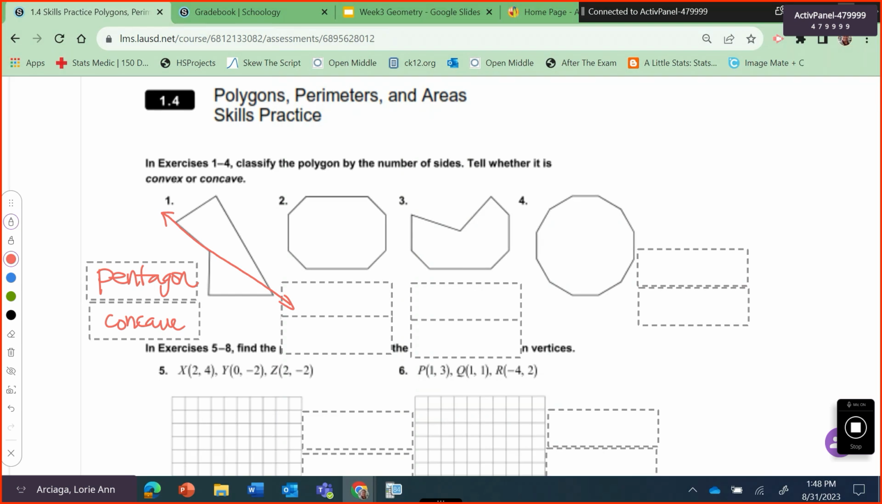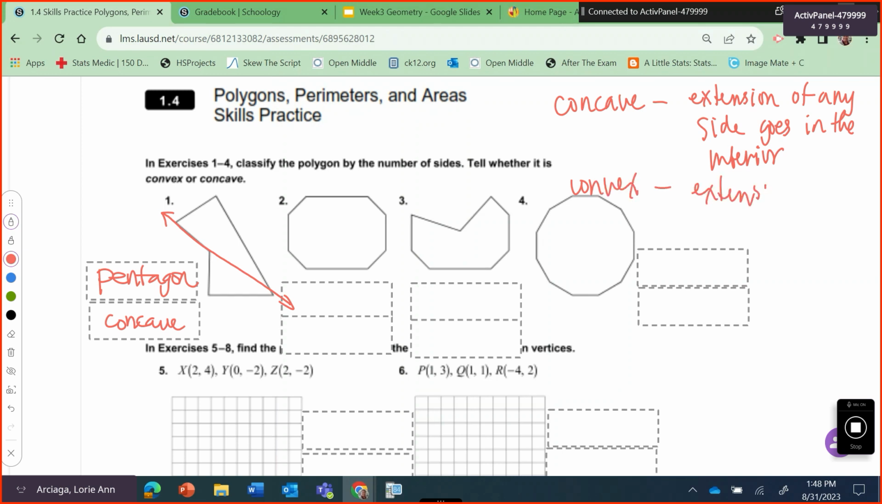Miss Arciaga, can you repeat the definition again just to write it down? Of concave and convex? Concave means the extension of any side goes in the interior, and convex means the extensions don't intersect the interior. So it's just a matter of whether it goes inside or not.